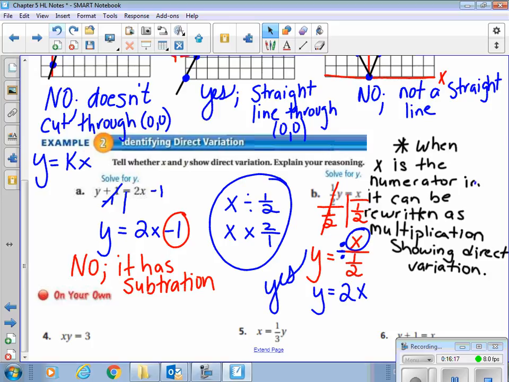So even though it looked like a division problem that we would say, nope, not direct variation, it is when we multiply a number by x. As long as x is up top, we can rewrite it as multiplication. So whenever you have x divided by something, you're going to rewrite it to show multiplication, which would mean that it is always direct variation. All right, and your reasoning behind this yes, it follows y equals kx, where 2 is k.